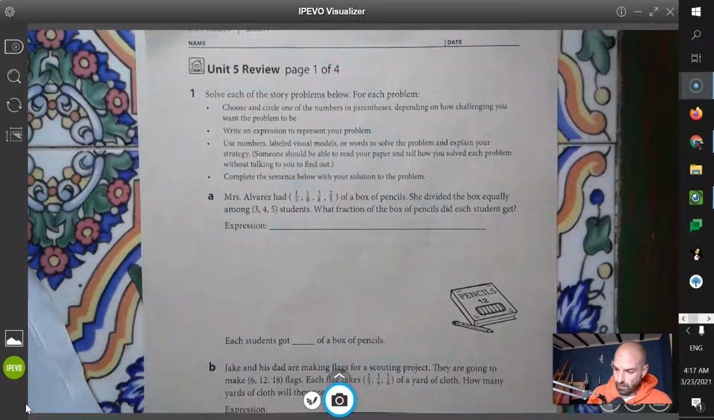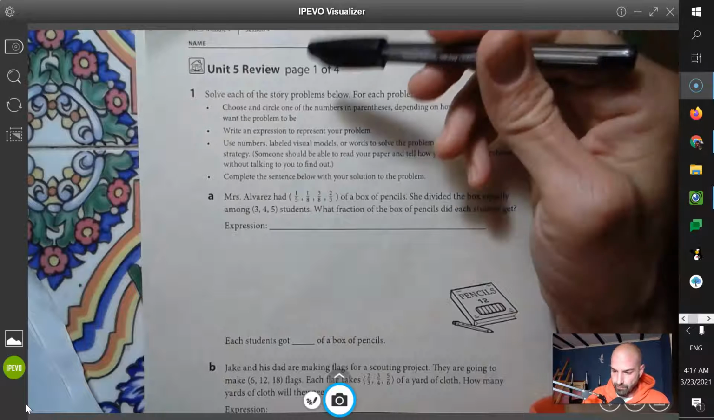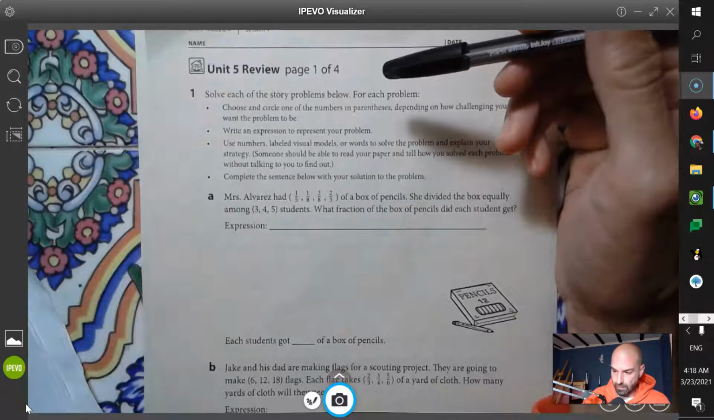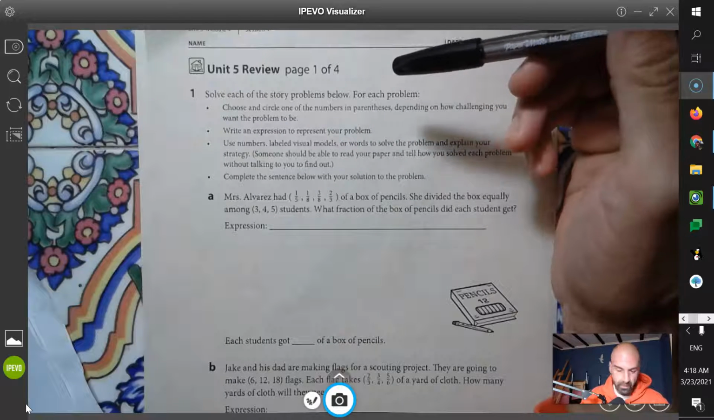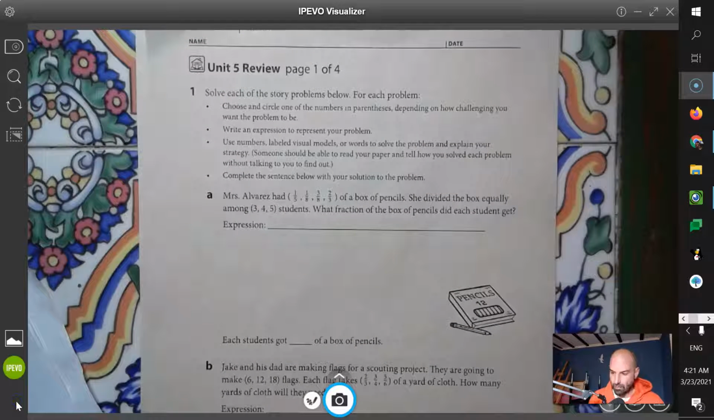Let's go. So it says solve each of the story problems below. For each problem, choose and circle one of the numbers in the parentheses, depending on how challenging you want the problem to be. Write an expression to represent your problem. Use numbers, labeled divisions, or words to solve the problem, and explain your strategy. Someone should be able to read your paper and tell how you solved each problem without talking to you to find out. That's a great piece of advice.